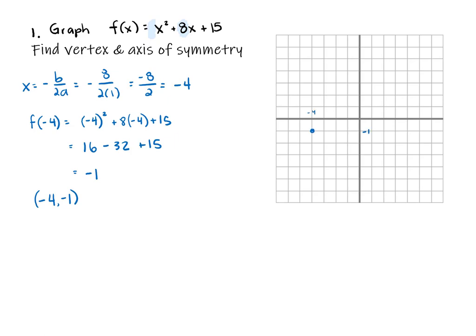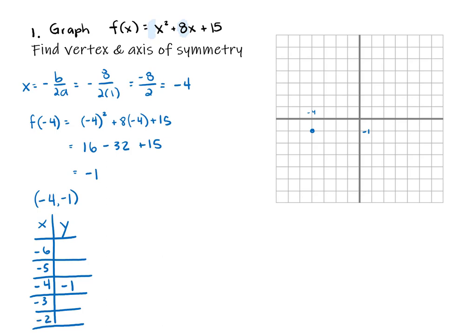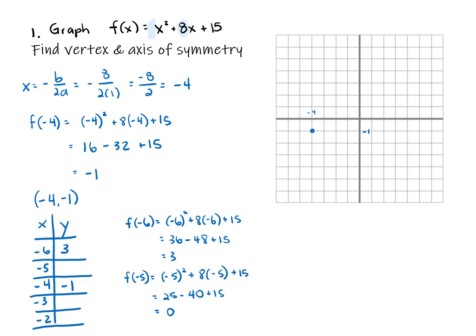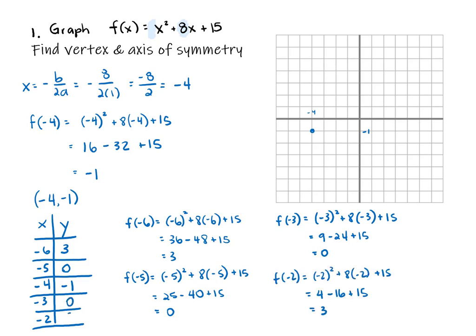And then to go further, I would usually pick points, x values on either side of that negative 4. So let's go ahead and do our t-chart now, and then picking values on either side. We're going to plug that in and see the values for our parabola, for our quadratic. Go ahead and use a calculator if you want. You can plug that in. F of negative 6 is 3. F of negative 5 is 0. F of negative 3 is 0. And f of negative 2 is 3. So let's put that on our graph.